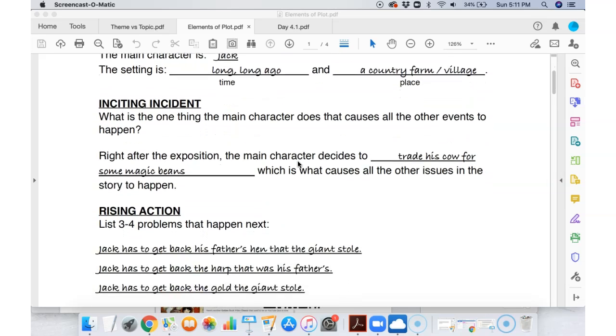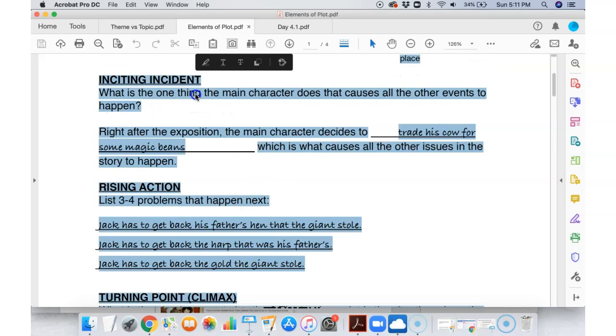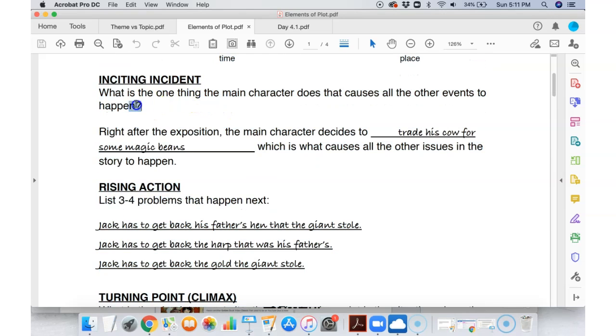Okay, let's talk about the inciting incident. What is the one thing the main character does that causes all the other events to happen? Think about it that way. When you're thinking of the inciting incident, what's the one thing the main character does that causes sort of a domino effect or a ripple effect for all the other events to happen? So think about it this way. Look at what I filled in here.